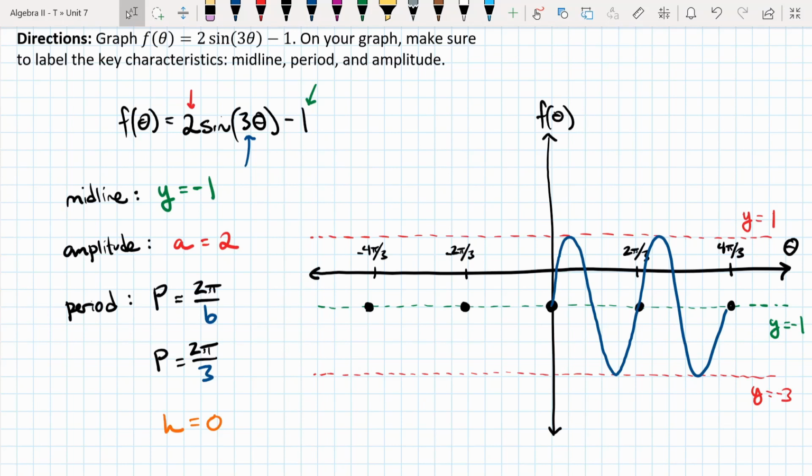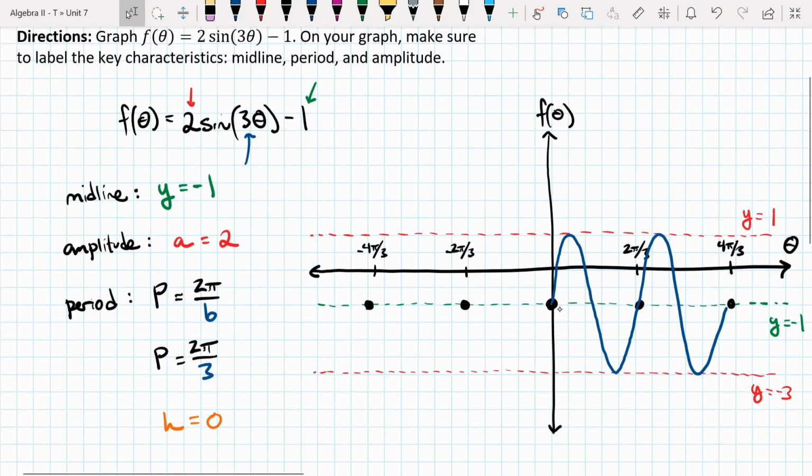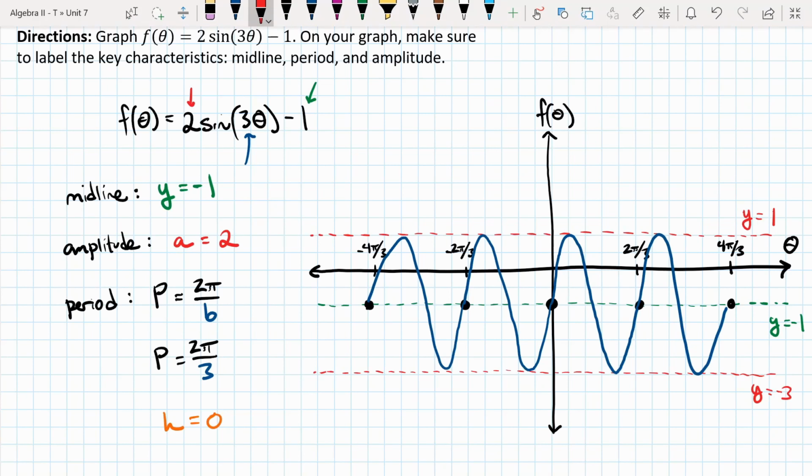Now going to the left, it's going to repeat the same pattern. This time we're going the opposite way. So it goes down and back up. Comes back to the original position. Down, back up. Comes back to its original position. Okay, so there's a lot of different questions you can ask now. Like for example, if I wanted to determine the amount of minimums from 0 to 4 pi over 3, that would be 2, because it hits a minimum value twice. Same thing with the number of maximums. There's 2 maximums from 0 to 4 pi over 3 because it hits the peak twice.